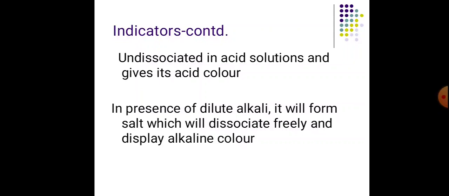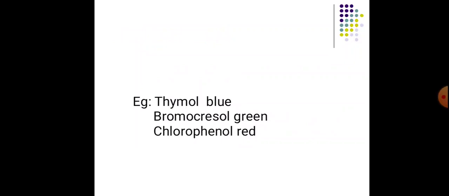So, I told that the indicators are usually weak acids, and in the presence of an acidic solution, they are undissociated and give the acid color. But in the case of a dilute alkali, they will react with it and form a salt, which will dissociate freely and display the alkaline color. Examples are thymol blue, bromocresol green, and chlorophenol red.